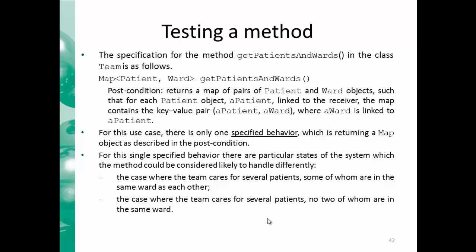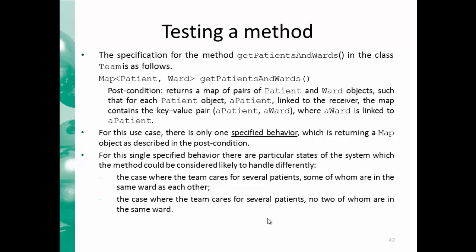For this single specified behavior of returning a map of objects, there are particular states of the system which the method could be considered likely to handle differently. So that's the point. If the method looks like it needs to handle things differently, then I have to build a test case for these different ways of handling the method duties. What are these different ways of handling things in the method getPatientAndWards?